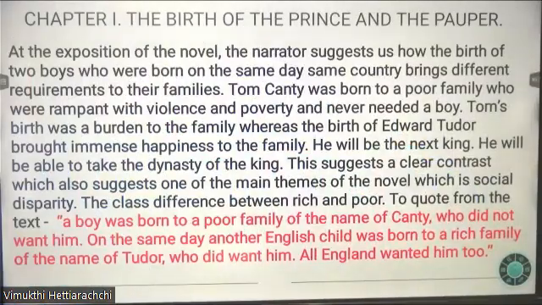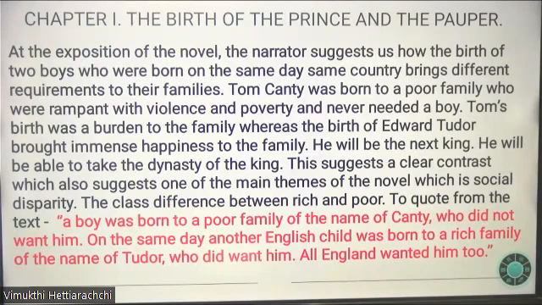At the exposition of the novel, the narrator shows us how the birth of two boys who were born on the same day, in the same country, brings different reactions to their families. Tom Canty was born to a poor family rampant with violence and poverty who never needed a boy. Tom's birth was a burden to the family, whereas the birth of Edward Tudor brought immense happiness. He will be the next king. He will be able to carry on the dynasty of the king.